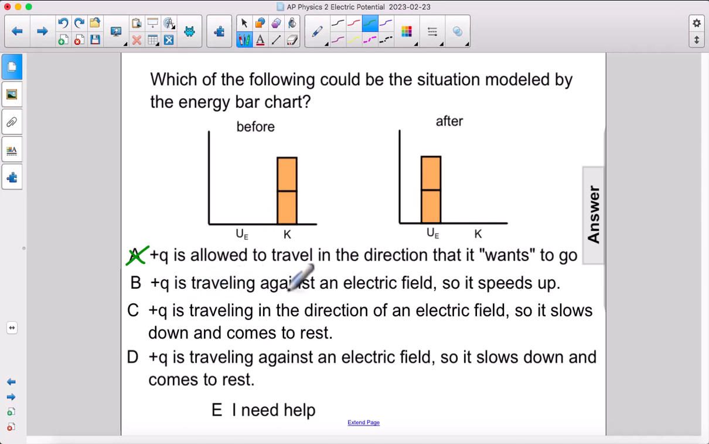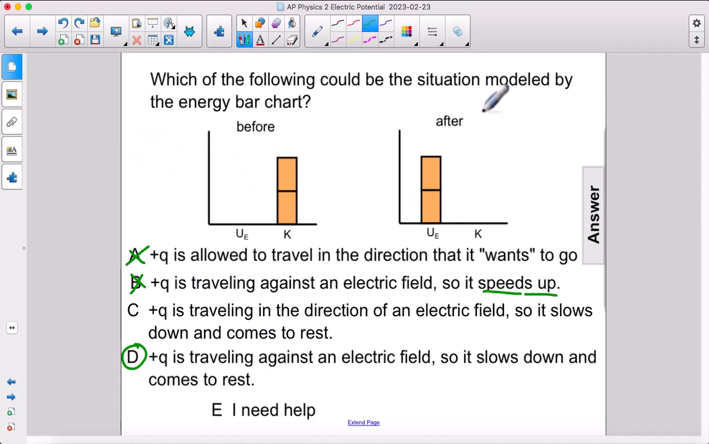Q is traveling against an electric field, so it speeds up. This is not speeding up. This has velocity, and then it doesn't, so it's not B. Q is traveling in the direction of an electric field, so it slows down and comes to rest. Or Q is traveling against an electric field, so it slows down and comes to rest. The answer here is D.